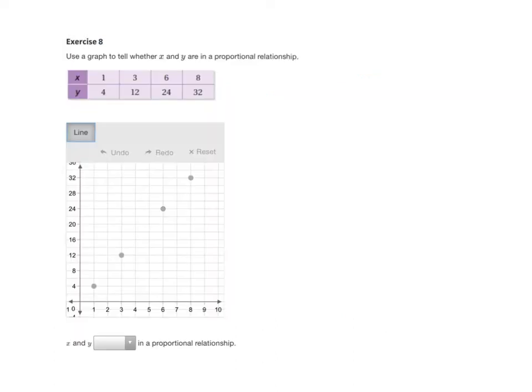Use the graph to tell whether x and y are in a proportional relationship. Okay, so here's all my points graphed on here. So if I connect them, they make a straight line and they pass through the origin. So x and y are in a proportional relationship.